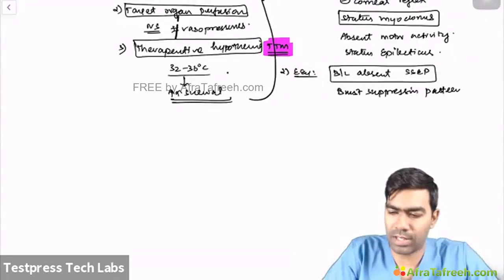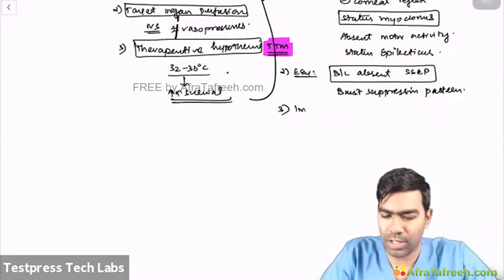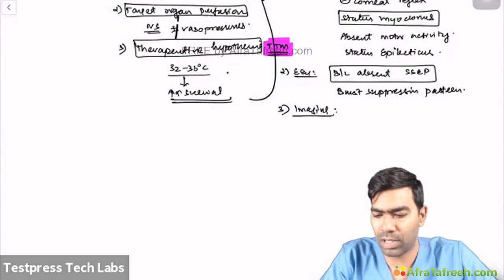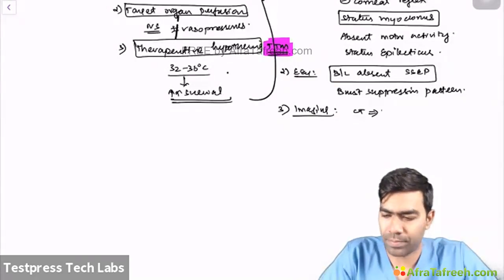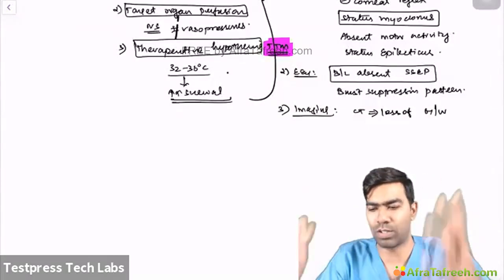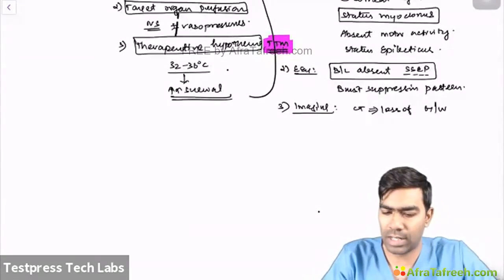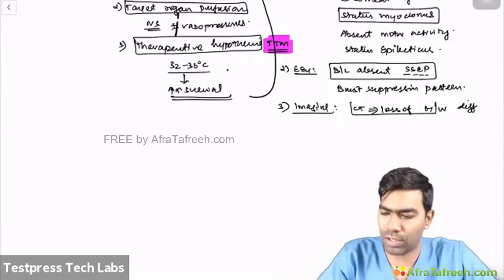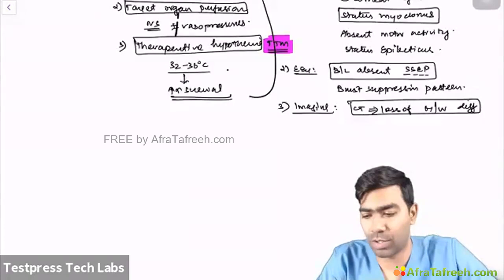burst suppression pattern is suggestive of a poor outcome as well. And third, you can do imaging also. There are some imaging evidences. For example, in CT, if you are seeing loss of gray-white differentiation, where your gray matter and white matter look different if diffusely, SSEP stands for somatosensory evoked potentials, I told you already. So in CT, loss of gray-white differentiation, that is also highly suggestive of poor outcome.